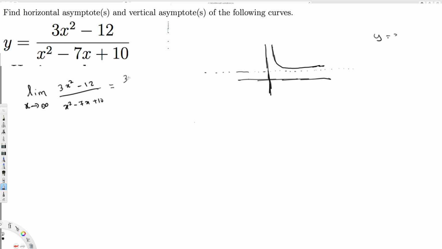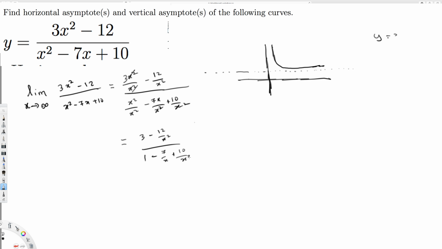If I divide it, let's see what happens. This is going to be 3x square over x square minus 12 over x square, over x square over x square minus 7x over x square plus 10 over x square. Then first let's simplify this one. x square cancels. It's going to be 3 minus 12 over x square, and in the denominator x square cancels, so it's going to be 1 minus 7 over x plus 10 over x square. Now let's simply substitute the infinity here.